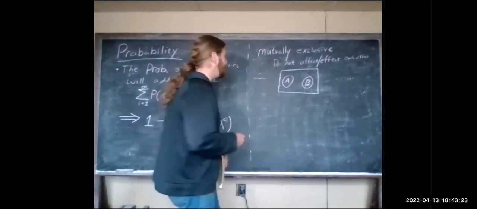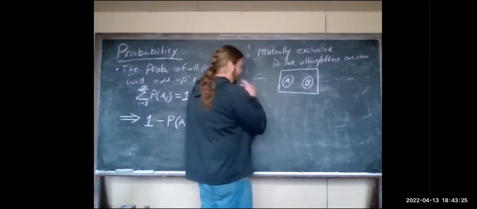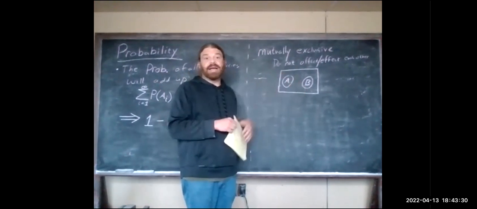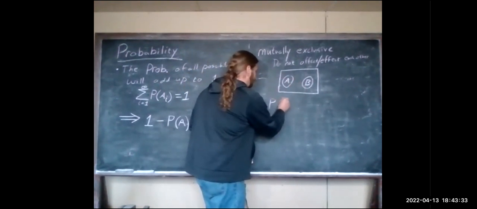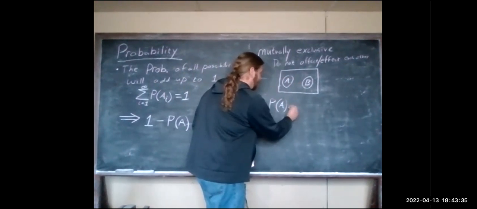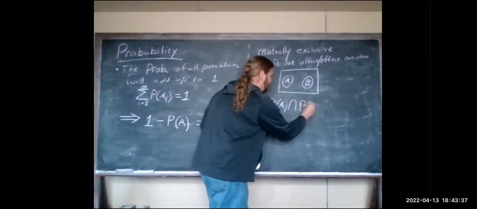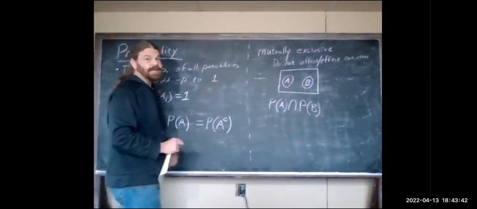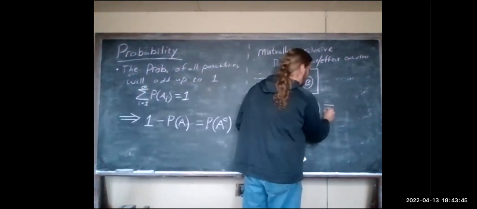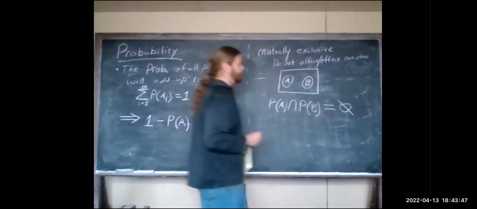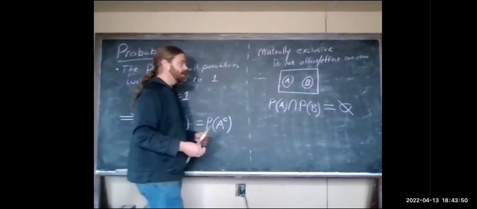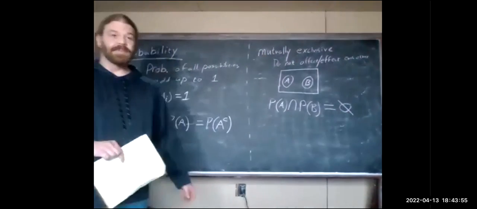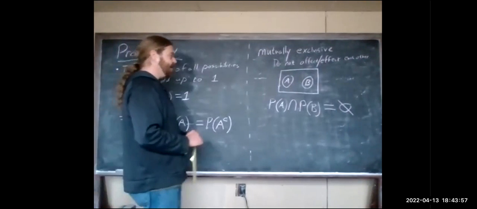Or in mathematical notation, you might see it written directly. There is no intersection here, right? There's no and situation. So the probability of event A intersecting the probability of event B, the intersection between both of them, is the empty set. That's nothing or null. The empty set, the empty collection.